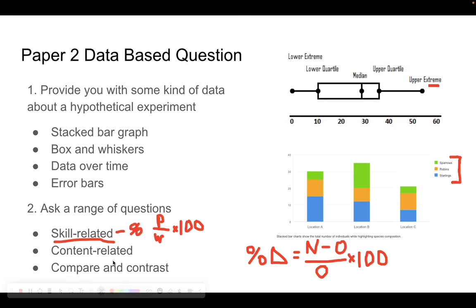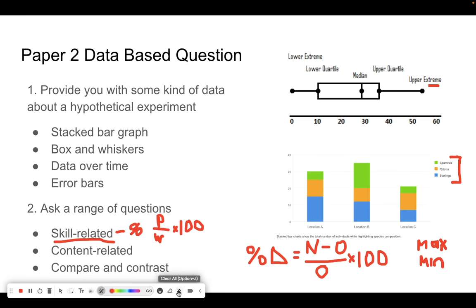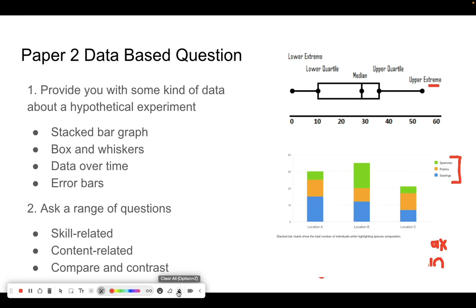What other calculation things come up? Asking for a certain value on a certain day if you're looking at data over time, or a max or min value. Remember, you are allowed to have a calculator, so don't let anything about these numbers intimidate you. But basically, just how to read a graph and get information out of it is important in the database questions.